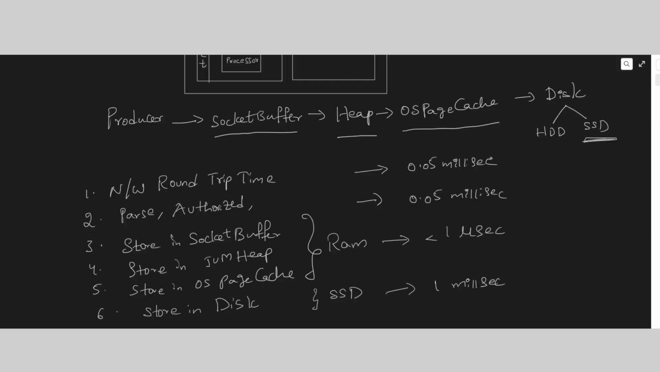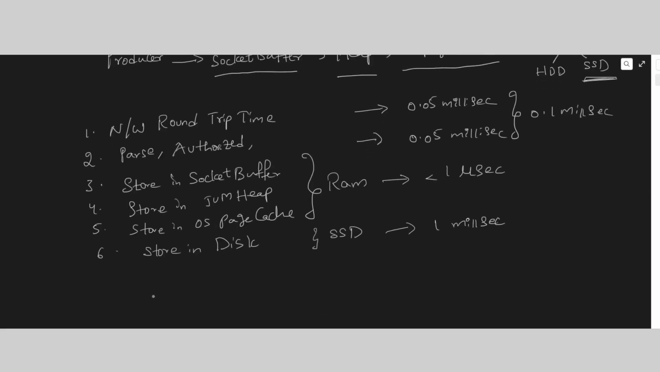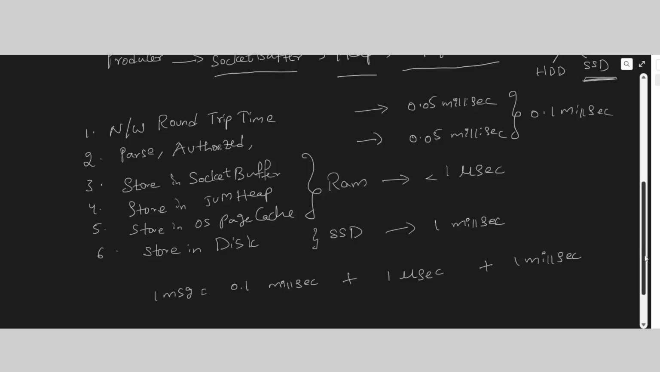So now these are the numbers. For every request, these two will happen, so let me club them together. This is 0.1 milliseconds. So in total, for one message, for a producer to send it to Kafka, have it written into Kafka and get a response, it takes 0.1 milliseconds for the network round trip and the parsing, then 1 microsecond for writing into the different parts of RAM, and 1 millisecond for writing into the disk.